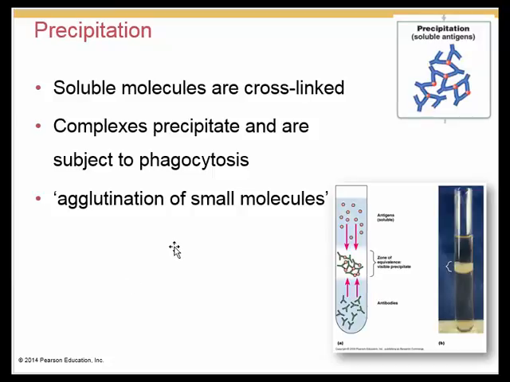Precipitation is very similar to agglutination. You can see how we're pulling everything together, multiple bindings, causing this clumping, but it's not with cells. It's with soluble antigens, is what precipitation is. All right, so it's agglutination of small molecules. And then this will be subject to phagocytosis, just like we can have with the agglutination of the whole cells as well, such as bacteria and the red blood cells. So precipitation, again, extremely similar, pretty much the same thing, but with small molecules instead of whole cells.